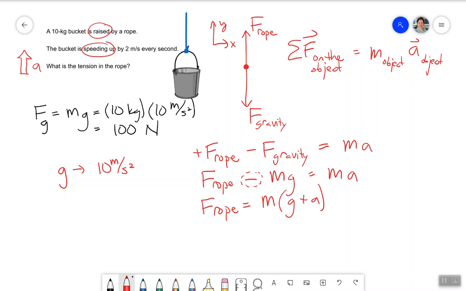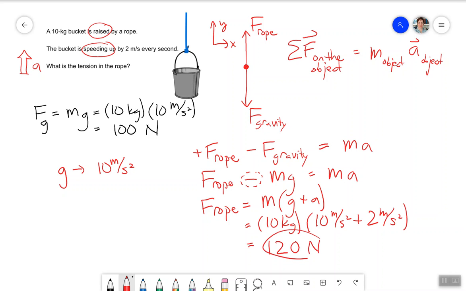So now the force in the rope is equal to, I add mg to both sides, and I get m times g plus a. So this is 10 kilograms times 10 meters per second squared plus 2 meters per second squared, which is 12. So the total is 120 newtons.